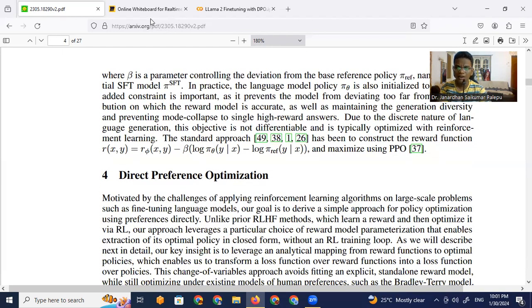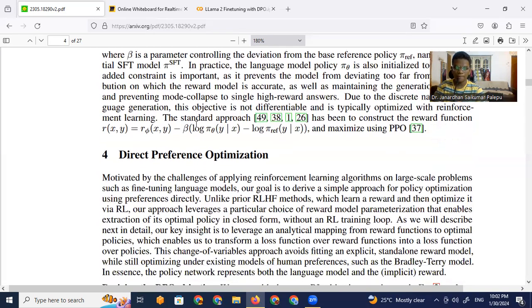That is what we'll be doing in RLHF. And we could see here that due to the discrete nature of language generation, this objective is not differentiable and is typically optimized with reinforcement learning. So this is again optimized with reinforcement learning, and the goal of the model is to increase the reward, so basically increase the reward minus beta times the KL term.